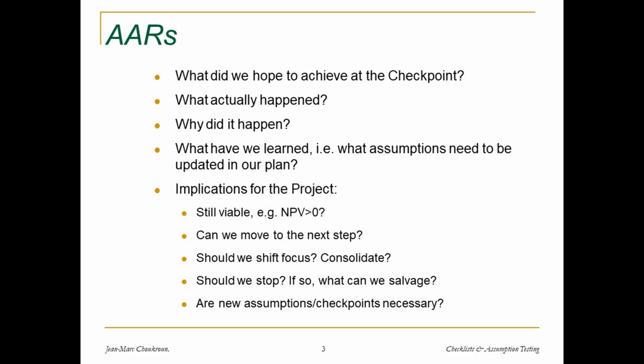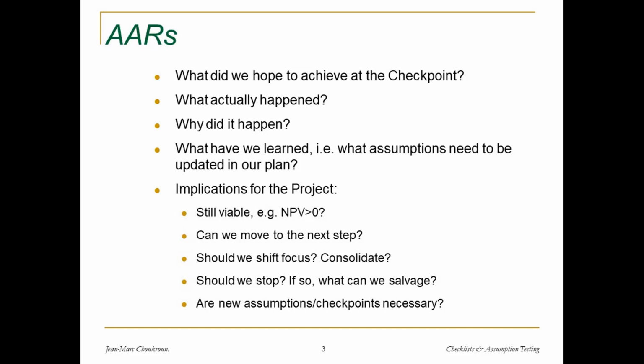So here are the steps in the AAR, the after action review. At the particular checkpoint or review point in which we are reviewing our progress, the first question is, what did we hope to achieve? In other words, what was our intention for the previous phase of the project that we're reviewing at this point? What actually happened? Did we do all of what we wanted to do? Did we do more? Did we do less? And why did it happen if what happened was not exactly what we anticipated?